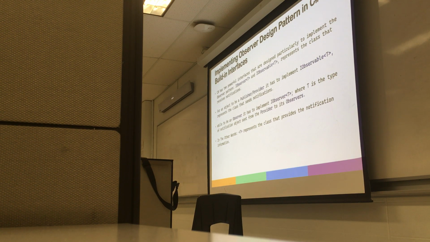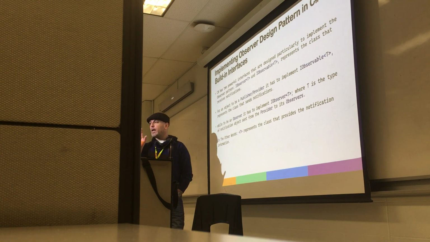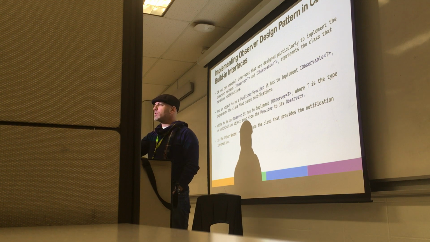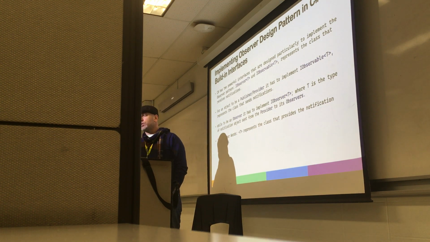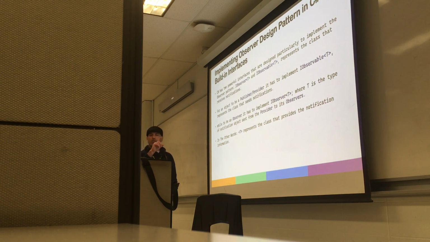So the T represents the class used to store data, just to store the notification, inside the class. Instead of the T we will replace it with this class. It represents the class that receives the notification for an object. The publisher or provider has to implement IObservable of T, which represents the class that sends the notification.